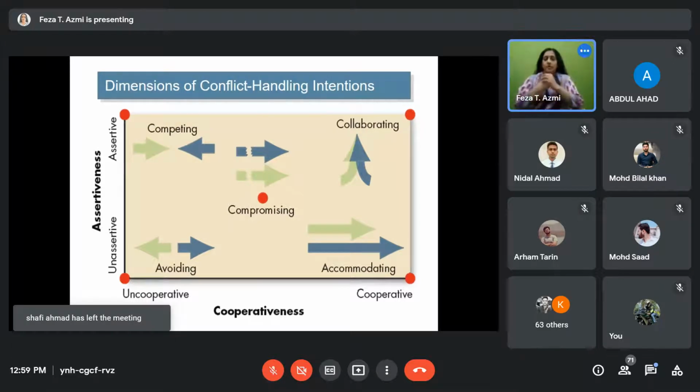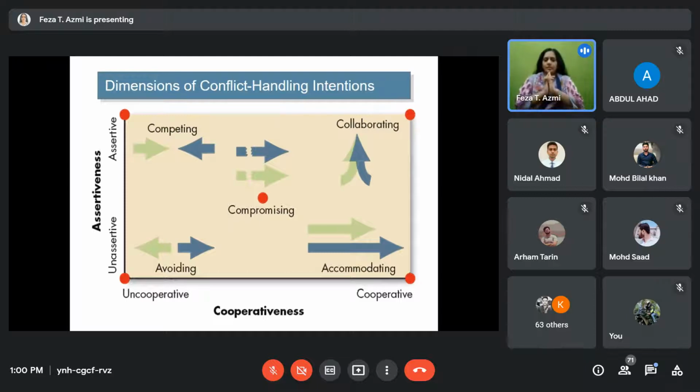See, in a competing strategy, what is happening is that one person is prevailing. If we are talking of conflict handling intentions from the point of view of how I handle conflicts as a manager, I may collaborate, I may compromise, I may compete, and so on. Now, if my approach is to be uncooperative and assertive, I assert myself. As I said, I will dominate, and my point of view, my opinion, my solution will prevail, and you have to accept what I'm saying.